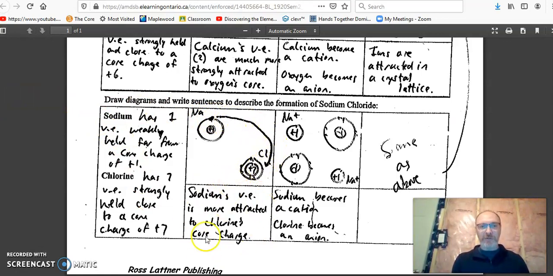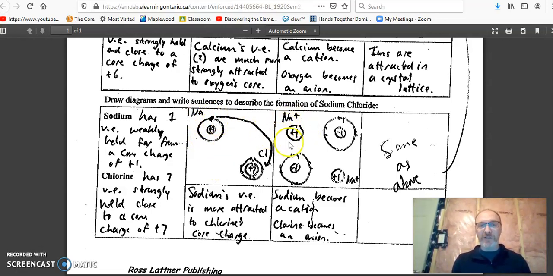And so in the description underneath that, you can see sodium's valence electron is more attracted to chlorine's core charge. Chlorine is just more electronegative. It's a smaller atom, has a greater core charge. It's more electronegative. It's going to pull on electrons more strongly. So this 1 valence electron by sodium is going to be stolen.